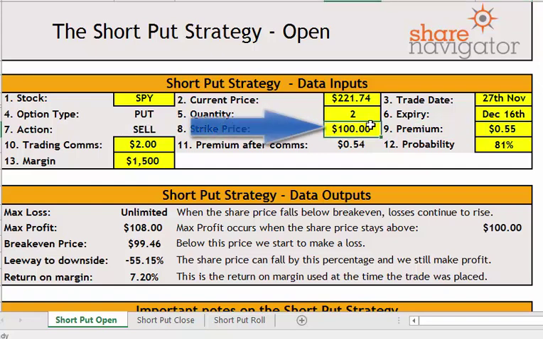The strike price we're going to use, let's say we're going to sell the $210 puts because we like to go out of the money with our short put strategy. And the premium that's on offer is, let's say, 75 cents.